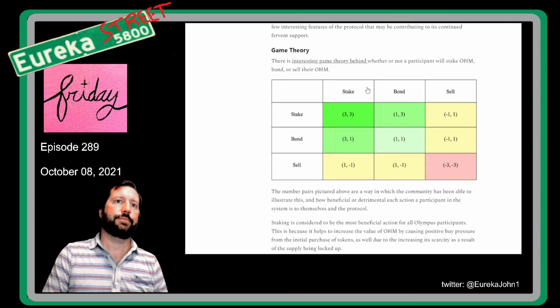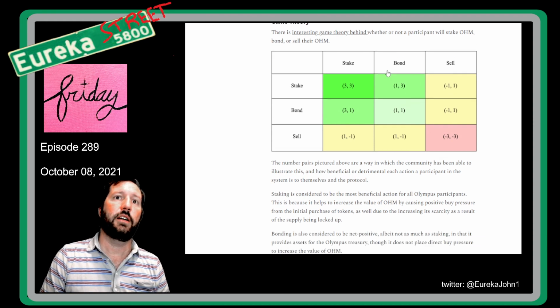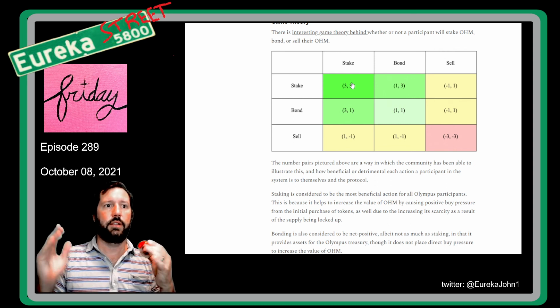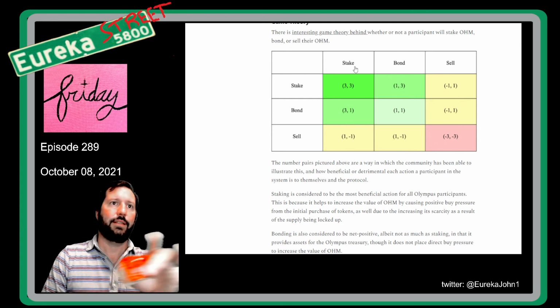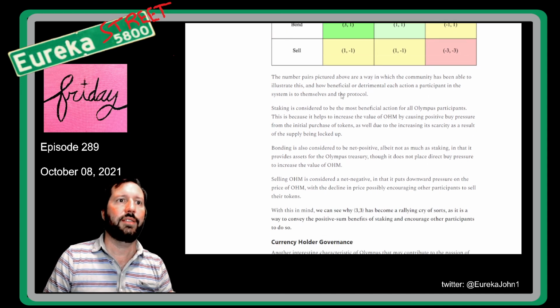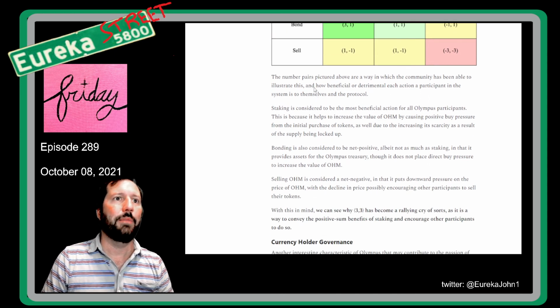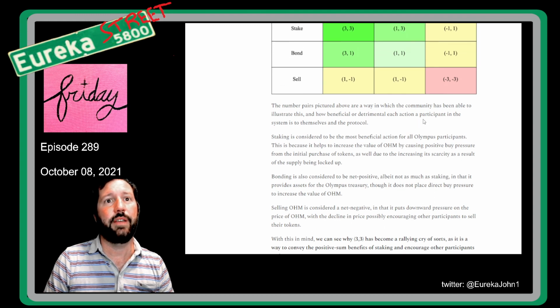So here's the game theory. This is the interesting game theory behind whether or not a participant will stake OHM or bond or sell their OHM. So staking is the (3,3). If you stake, you're doing the best for the community apparently. And then bonding is also good. Just study it for yourself. I don't have time to go into the details of this because I got to get out on my commute. But anyway, the number of pairs pictured above are a way in which the community has been able to illustrate how beneficial and detrimental each action a participant in the system is to themselves and the protocol.